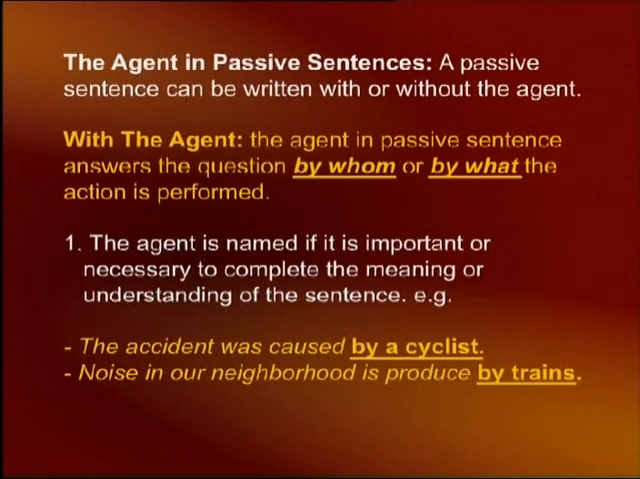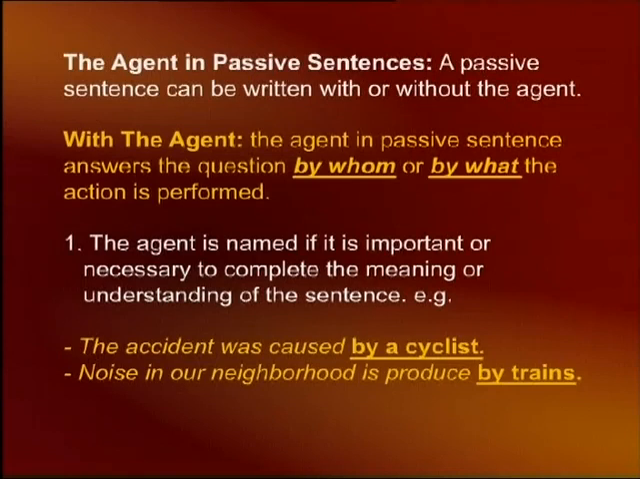Now, let us look at samples where a passive sentence is written with the agent. The agent in the passive sentence answers the question by whom or by what the action is performed. Number one, you have to remember two things. The first thing is that the agent is named if it is important or if it is necessary to complete the meaning or understanding of the sentence.